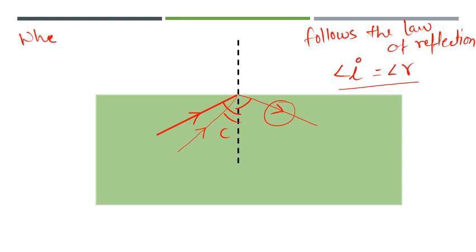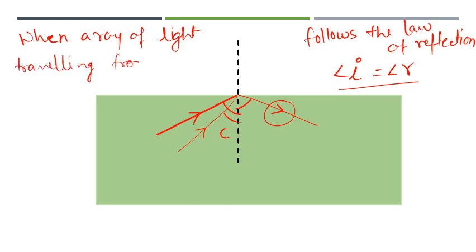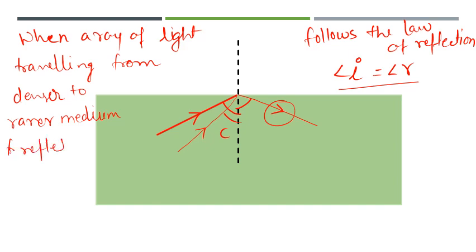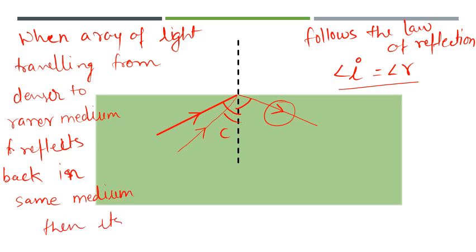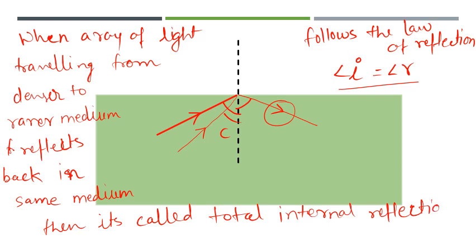So when a ray of light traveling from denser to rarer medium reflects back in the same medium, then it's called total internal reflection, right?